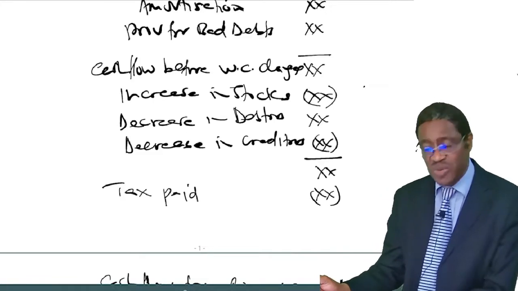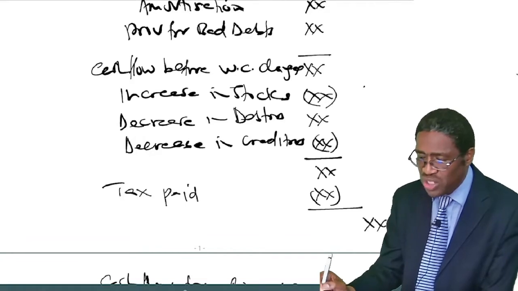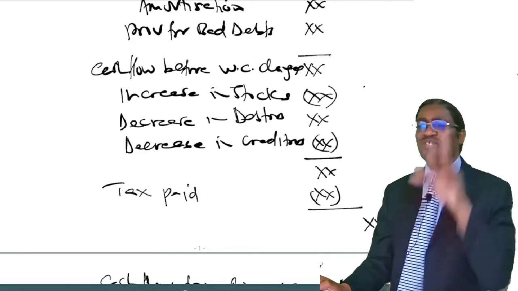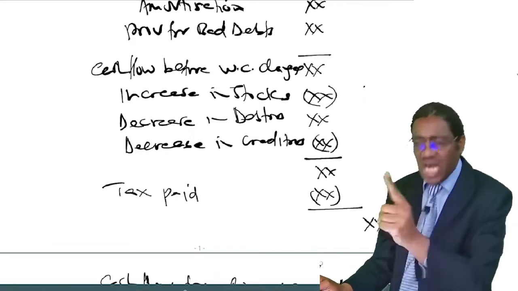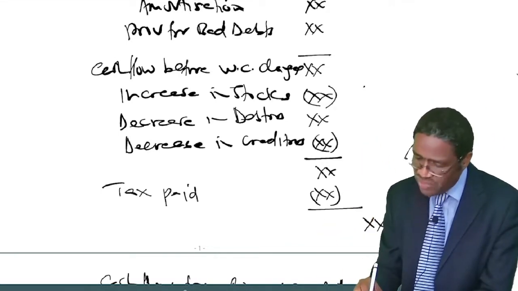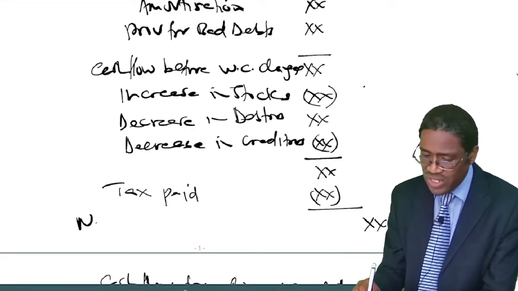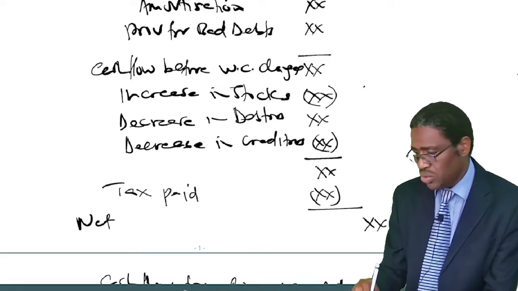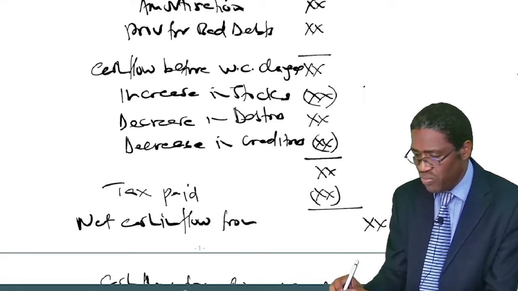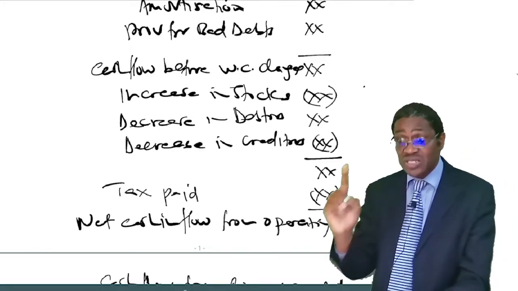Once you minus the tax paid, the amount you got now, listen, that is what you are pushing to the extreme. And that gives you now the total amount of the cash flows from the operating activities. And I'm now saying if that amount is a positive amount, then you had to call it net cash inflow from operating activities.